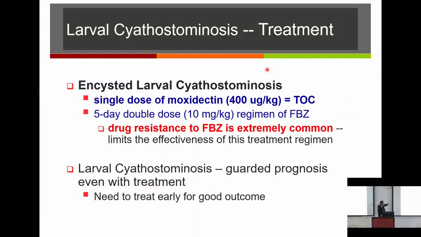For encysted larval cyathostominosis, moxidectin is the treatment of choice, it works. Drug resistance to fenbendazole is extremely common now, but in the case of moxidectin and ivermectin, the efficacy is reducing. Larval cyathostominosis, the prognosis is not very good, but you need to start treatment in the early stages.